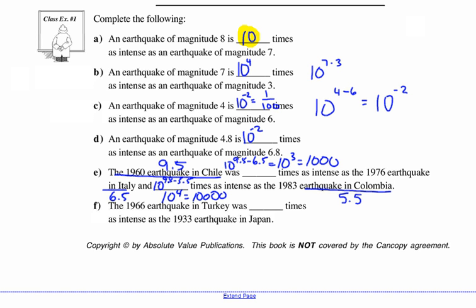An earthquake in Turkey is 6.9. And what's the one for Japan in 1933? 8.9? Okay, so what will that be? What's 6.9 minus 8.9? Negative 2, so 10 to the negative 2, or 1/100th, or 0.01. So those earthquakes are not so bad, but it depends on how they word the question.